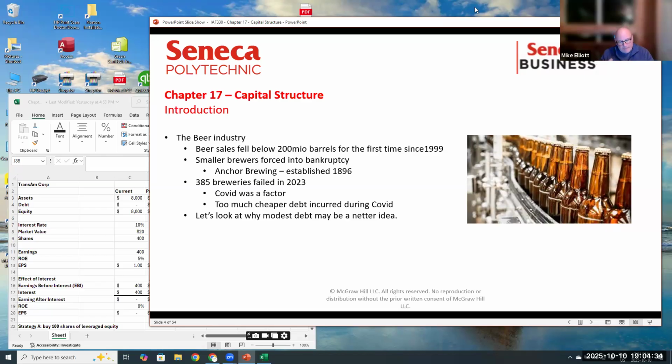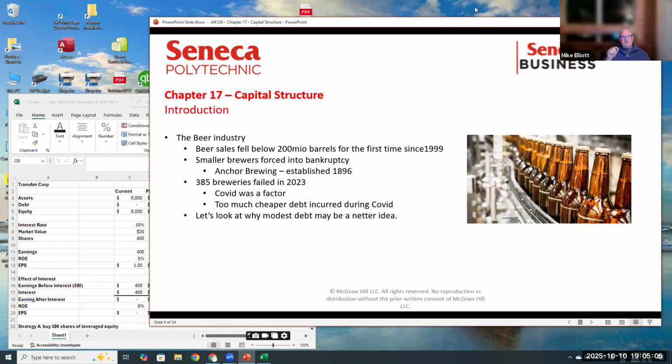As this was happening, people were actually switching out of beer and into other stuff. Wine, seltzers. We started to get the introduction of a lot of pre-made seltzers and pre-made drinks, and that's what people gravitated to instead of beer. The net result being, in 2023, we had 385 breweries filed for bankruptcy in the U.S. COVID was a factor, but certainly not the main factor.